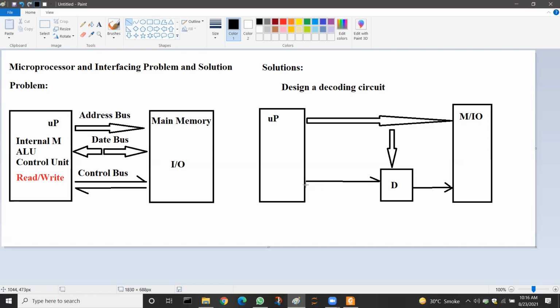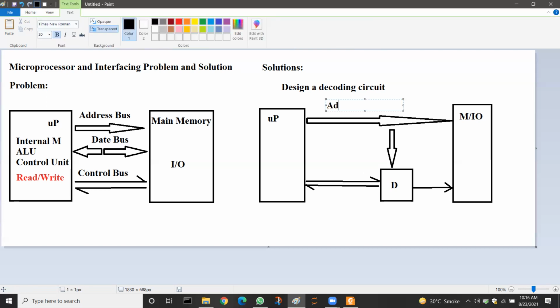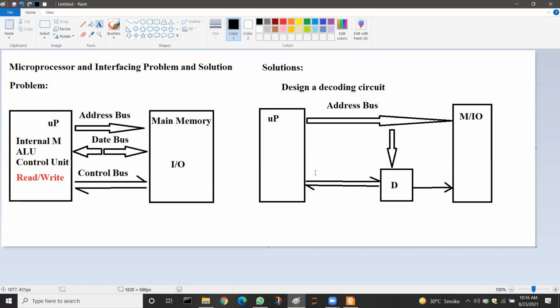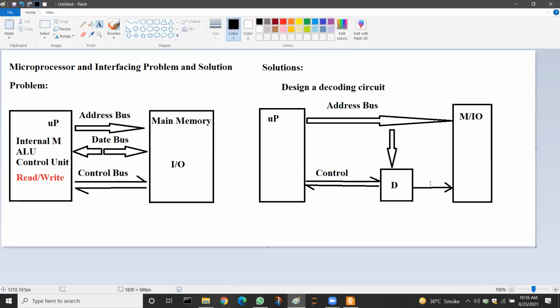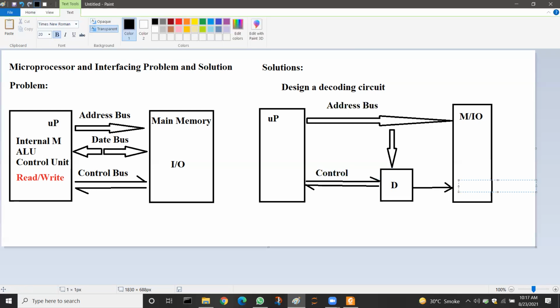Some control signals are primarily helping us when we formulate this solution. So this is the address bus. This is the control bus. And this is the enable signal.